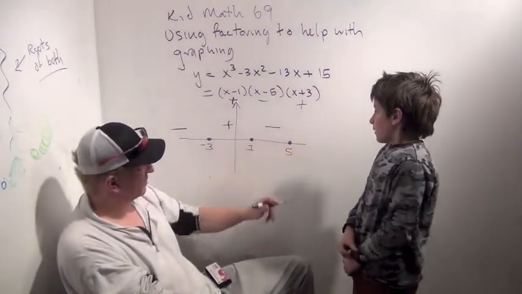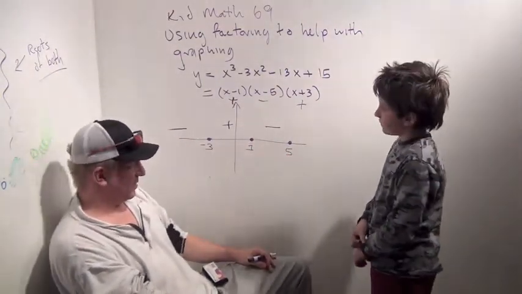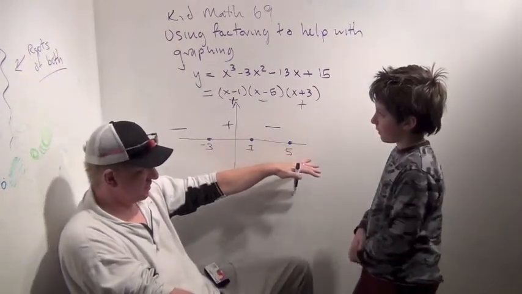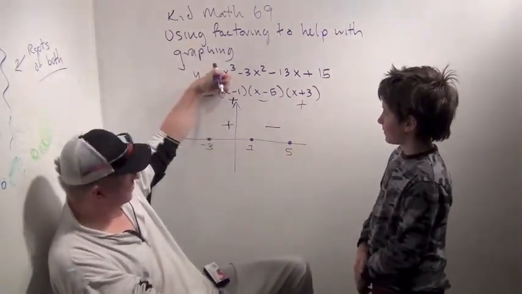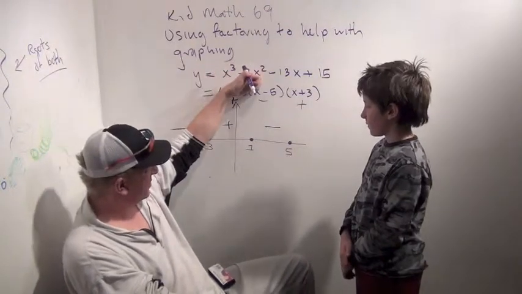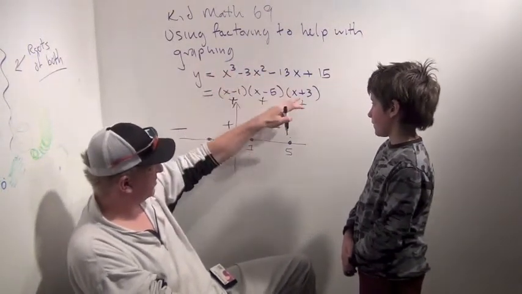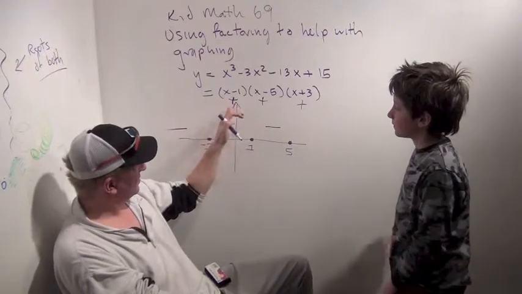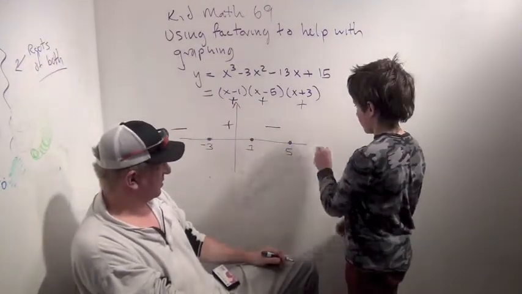And then now pick a number bigger than 5. 10. You can also pick infinity if you want, but we'll pick 10. 10 minus 1 is? Positive. 10 minus 5 is? Positive. 10 plus 3 is? Positive. So I get a positive times a positive times a positive, which is a positive.